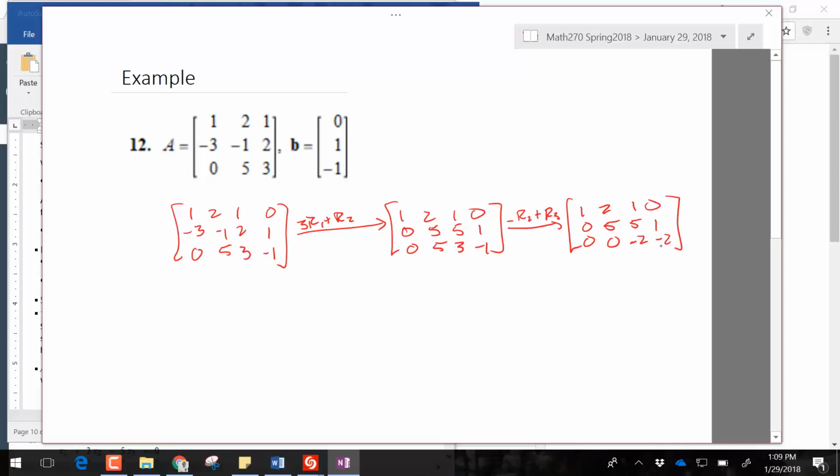So does it seem like we have a consistent system? Yeah, we have at least one solution. Do we have more than one solution? Do we have a free variable? We don't have a free variable, so I don't think we're going to have more than one solution. So I think we're going to have exactly one solution.